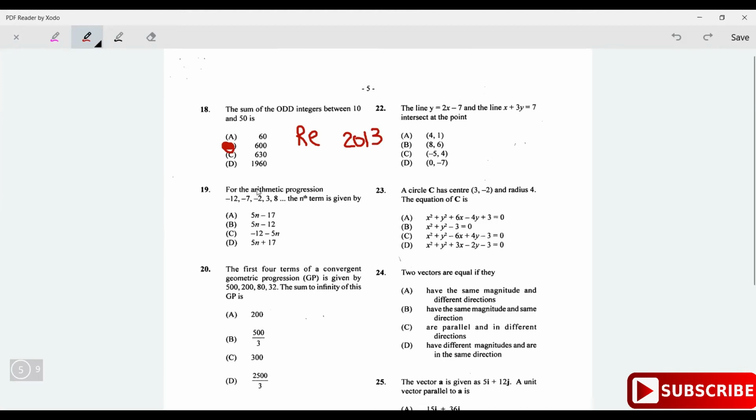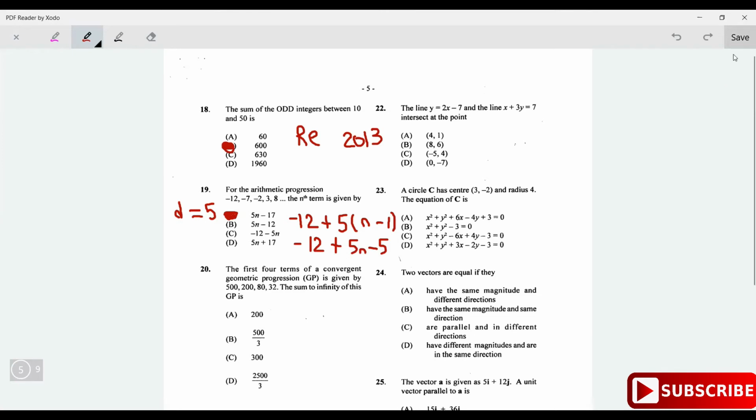Question 19. For the arithmetic series, what is the nth term? To find the nth term, first thing we have to know is the common difference d. We can all see that the common difference, -7 minus -12, is 5. And so therefore the nth term is going to be a, which is -12, plus n minus 1 times d. So it's -12 plus 5 times n minus 1. And so the nth term is just going to be -12 plus 5n minus 5. But -12 minus 5 is -17, so it's 5n minus 17, which is option A. Easy question, soft, no issues.